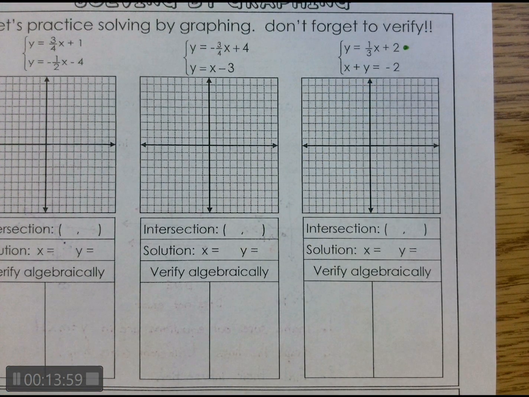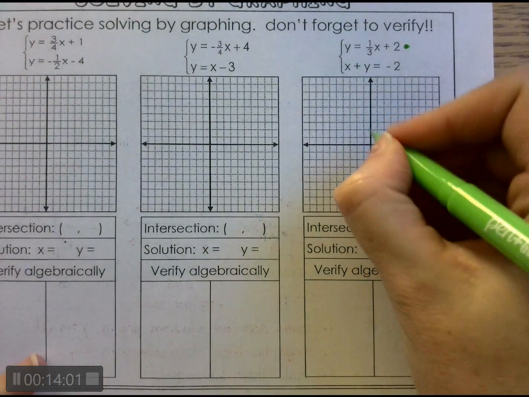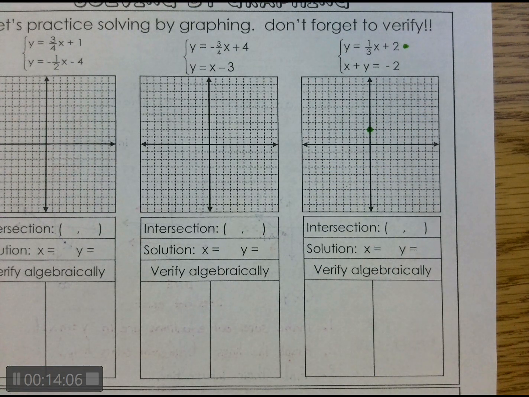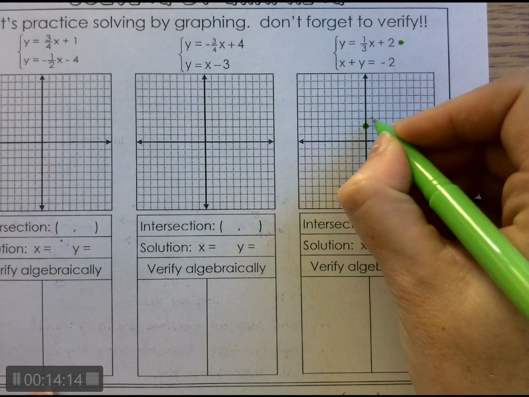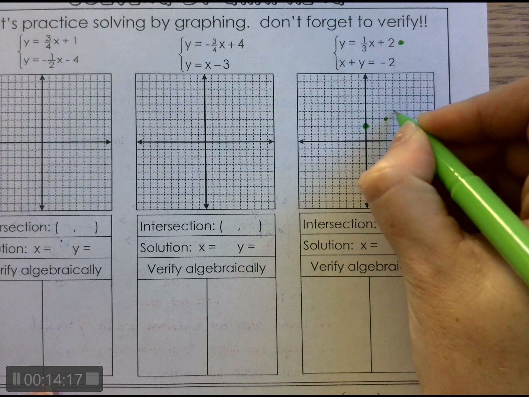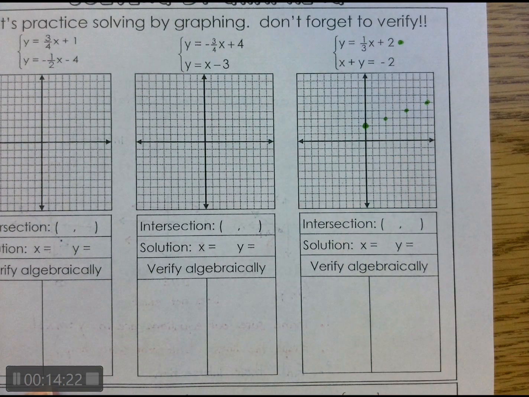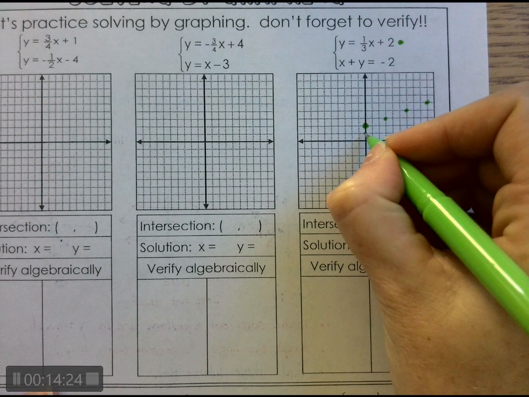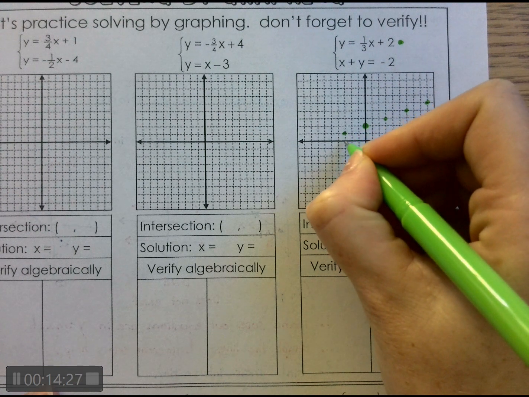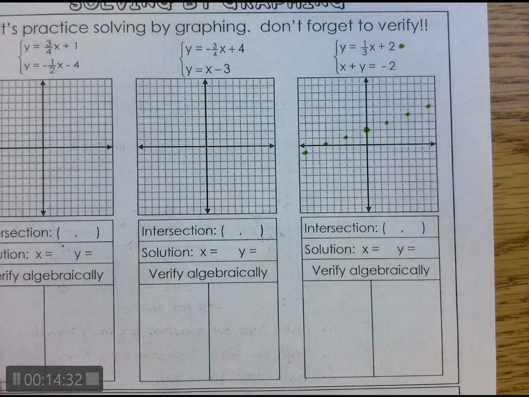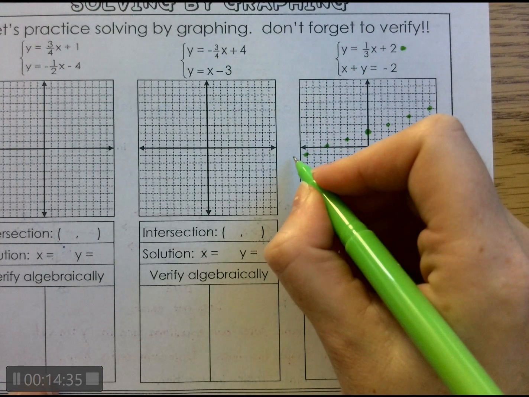So start by graphing your y-intercept, which is 2. So 1, 2. And then graph your slope, which is 1/3. So rise 1, run 3. So up 1 to the right 3. Up 1 to the right 3. And then when you run out of space, do the opposite. So down 1 to the left 3. And connect your dots.